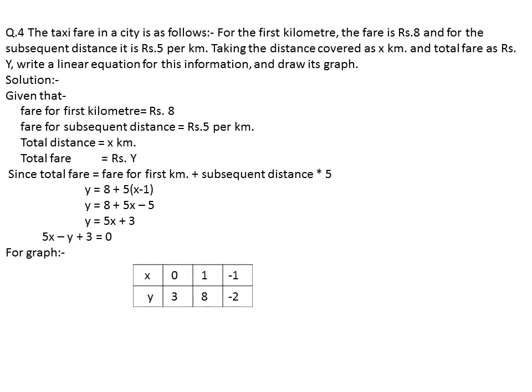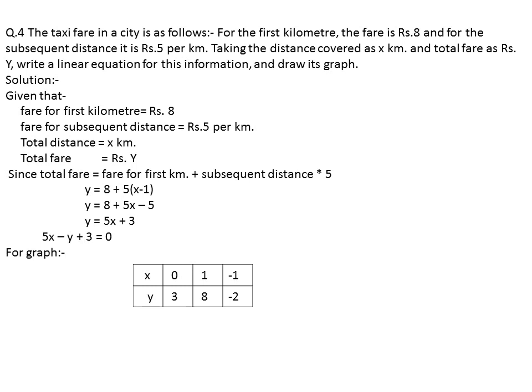So we will make the table. We have the equation y equal to 5x plus 3. We can put any 2 or 3 values at the place of x. So I am putting 0, 1 and minus 1. If we put 0 here, so 0 into 5 it will be 0 and 0 plus 3 it will be 3. So the value of y will be 3.